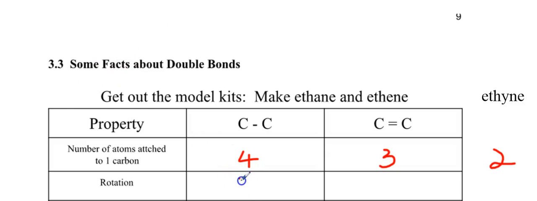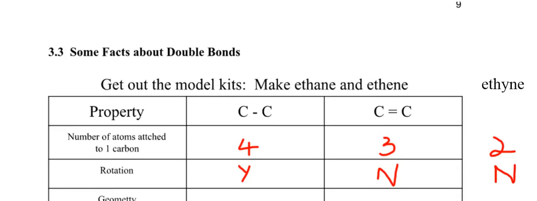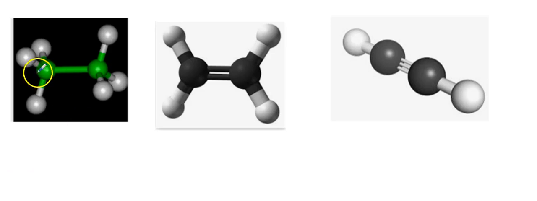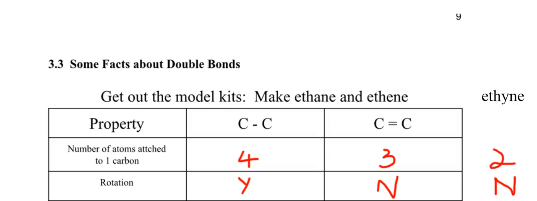So yes, you can rotate alkanes. No, you can't rotate alkenes. And no, you can't rotate alkynes, okay? So let's look at the geometry of these, all right? Do you recognize this? What did we say 4 was? Wasn't that tetrahedral? Yup. This is trigonal planar, and this is linear. Well, let's fill that out.